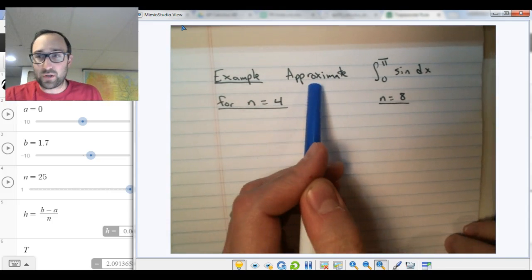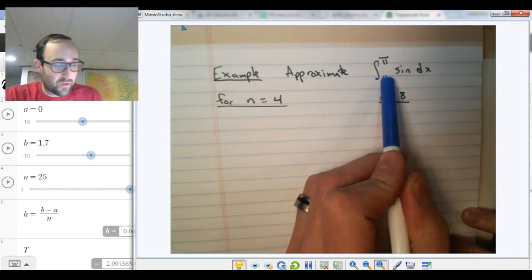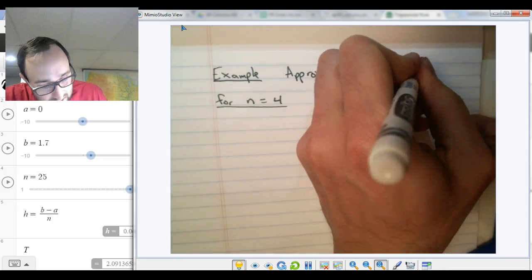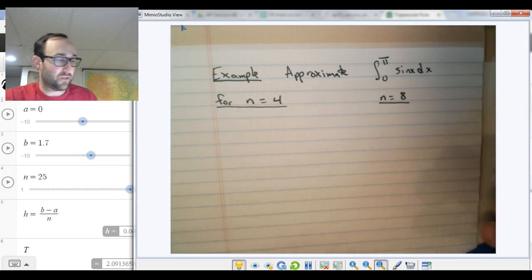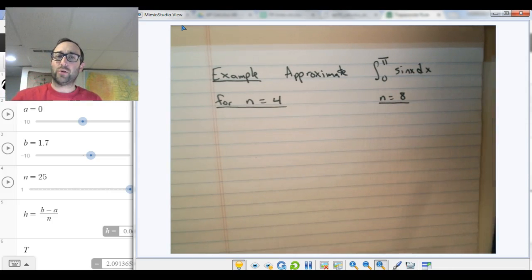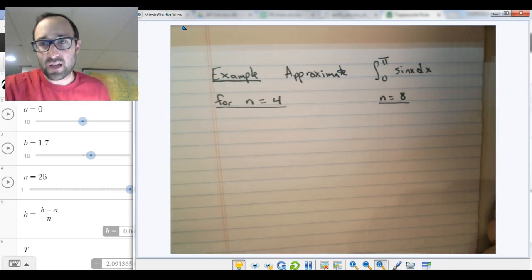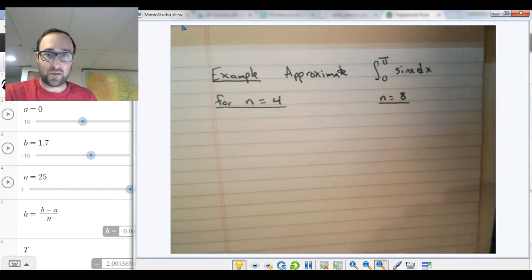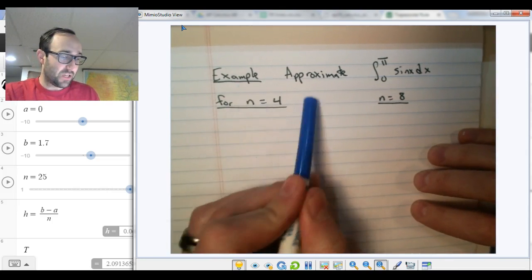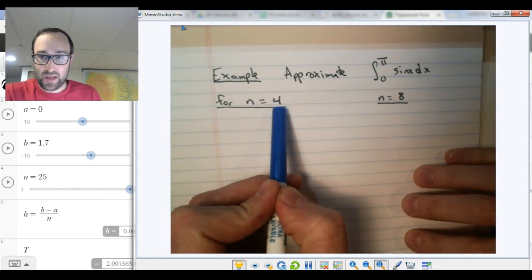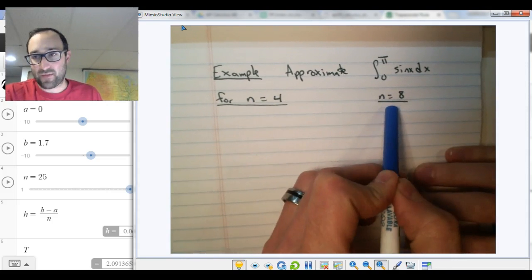We're going to approximate the integral from 0 to pi of sine x dx. Notice it's sine x dx, otherwise that wouldn't make any sense. Could you actually take the integral and find the exact area? Sure you could. But it says approximate using the trapezoidal rule, and that's what I'm asking you to do. I'm even telling you how many trapezoids we're going to have: 4, and then 8.